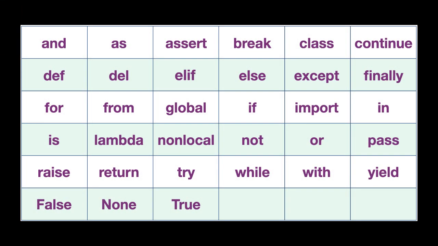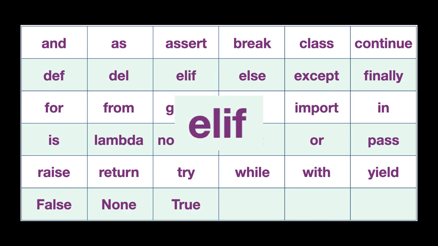There are 33 reserved words in the Python programming language. In this video, we will discuss the keyword elif.